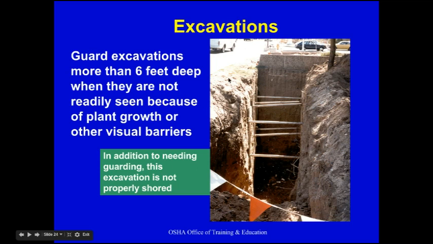So some kind of fall protection would be required here, not just the flags. That doesn't really constitute fall protection. You want to do something like a guardrail system that would prevent workers from falling into the hole. Even if they bumped into it, they wouldn't fall into it. If it's 6 feet deep or deeper, you'll have to guardrail around it.